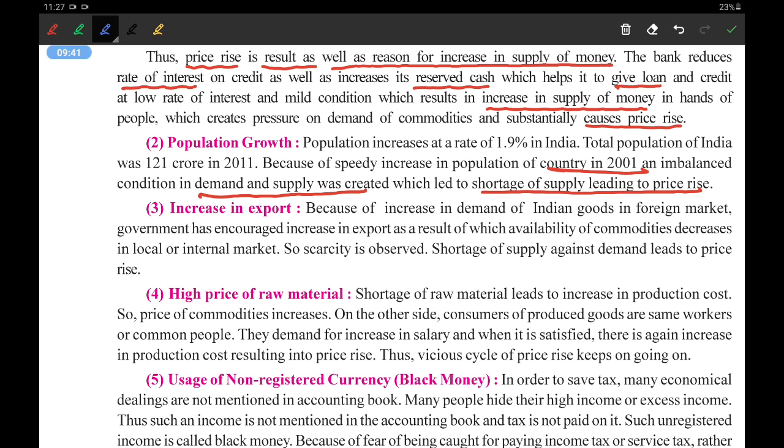Okay, that is export. Because of increase in demand of Indian goods in the foreign market, the government has encouraged increase in exports. The government is increasing export. They are sending Indian goods to the foreign market, as a result of which availability of commodities decreases. Commodity here means day to day use, and as the things are sent outside, as the exports are more, the commodity availability in the local or internal market will get less.